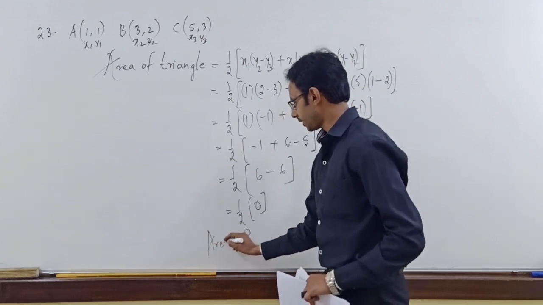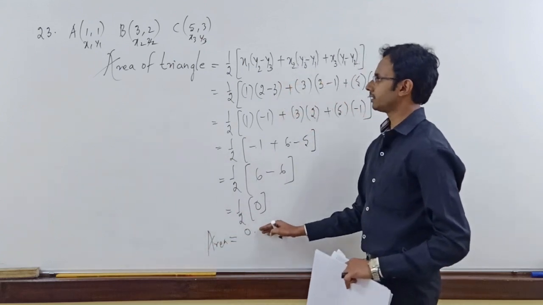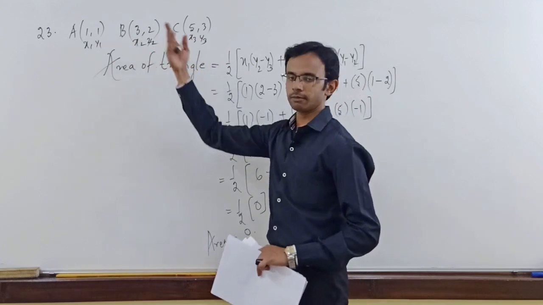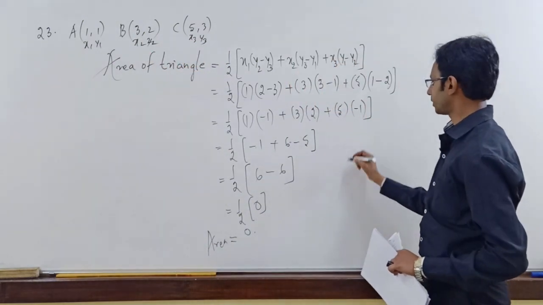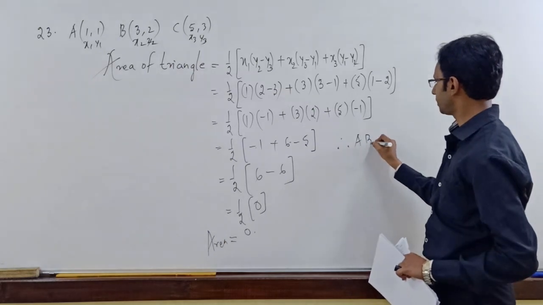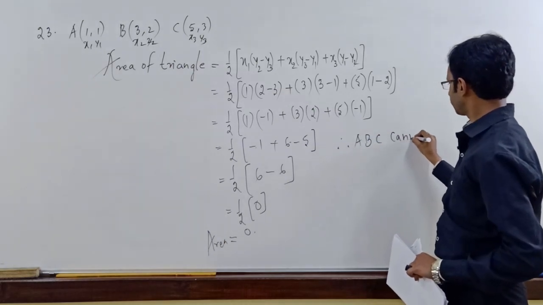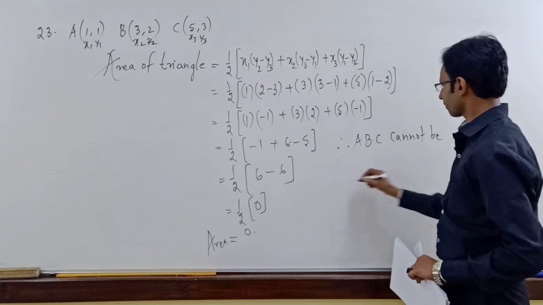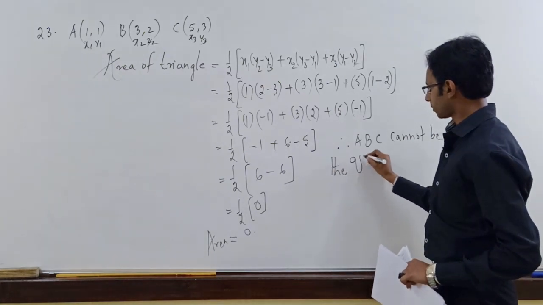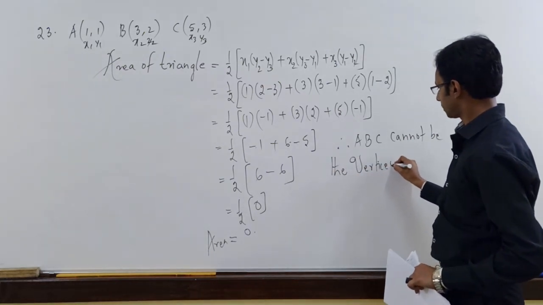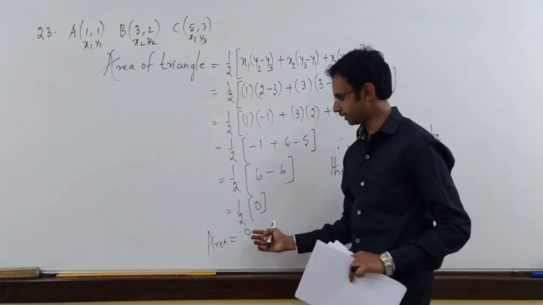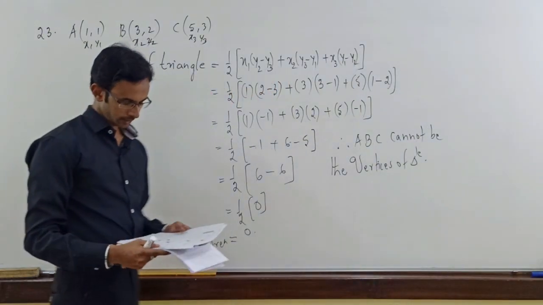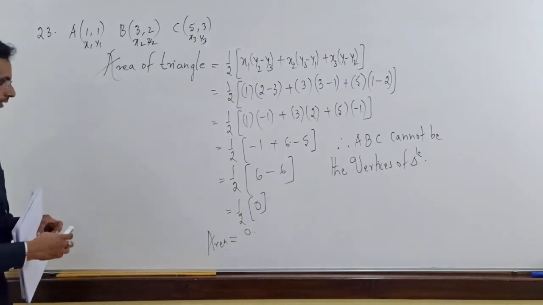So by that way, area is 0. If area is 0, these 3 points cannot be the vertices of a triangle because these are collinear points. So what we can conclude is ABC cannot be the vertices of a triangle. They are just asking to justify, so we have justified by just showing the value of the area of the triangle to be 0. So this will fetch you 2 marks.